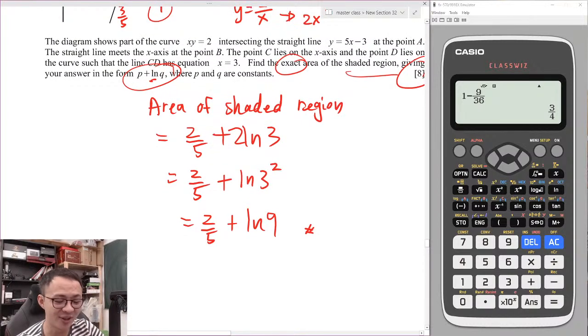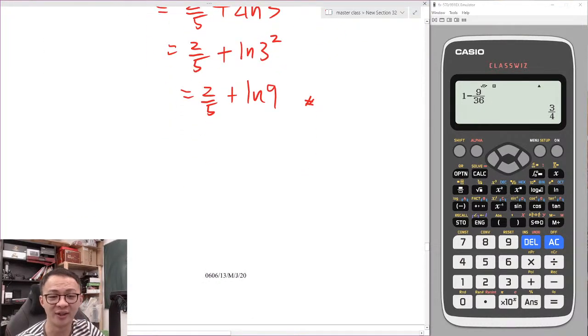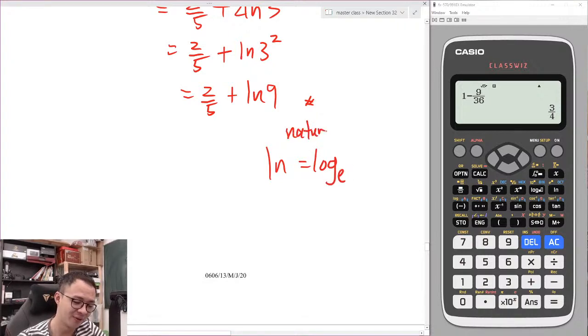Yep. Whenever you see the word exact, you kind of need to live in the ln form, exponent form, or fraction, or pi form. Yeah, this is how we get the exact. And what is ln? ln is basically log base e. It's a natural log.